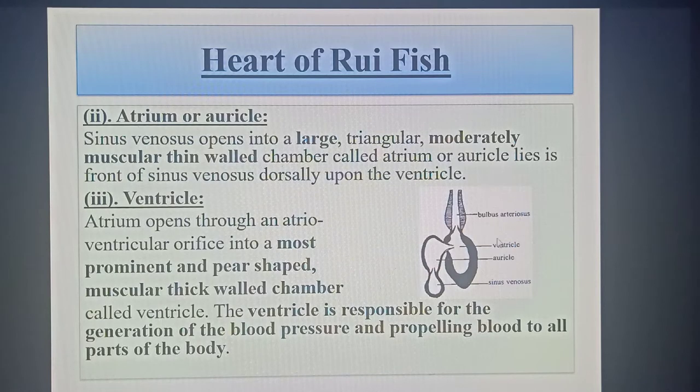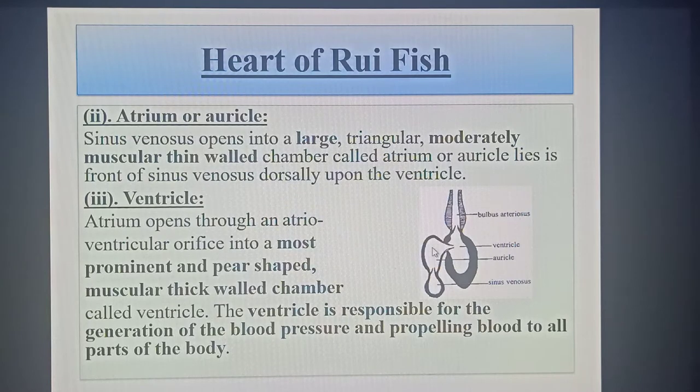Look at the figure. This is the heart of Rohu fish. The heart of Rohu fish is composed of a subchamber, this is called the sinus venosus, and two chambers. This is the atrium, and this is the ventricle. So the next topic is the features of the atrium. This is the sinus venosus.